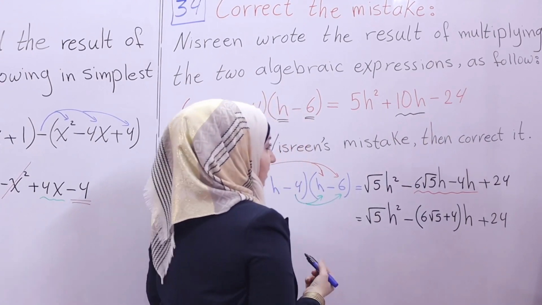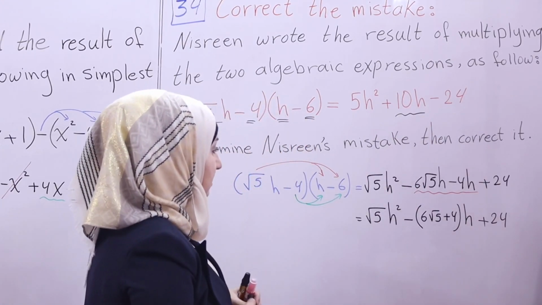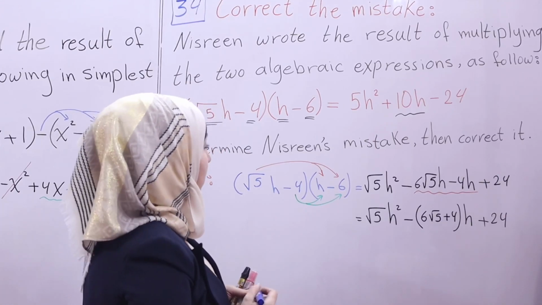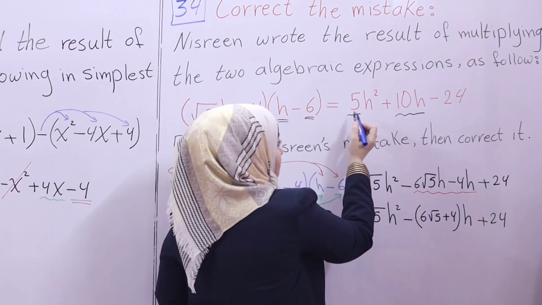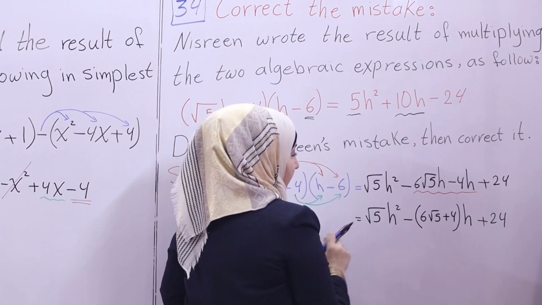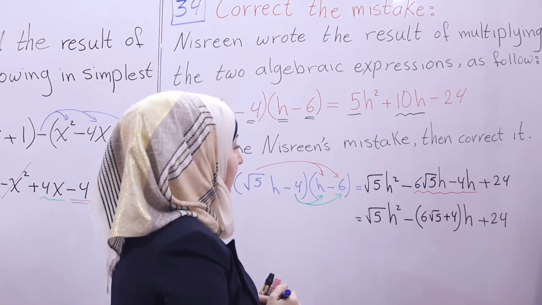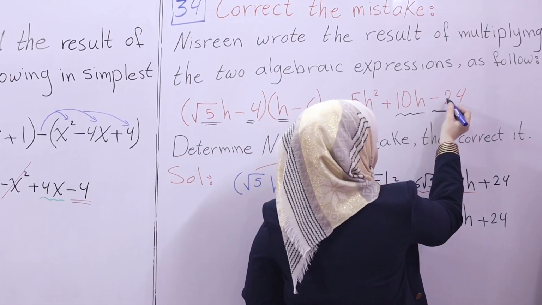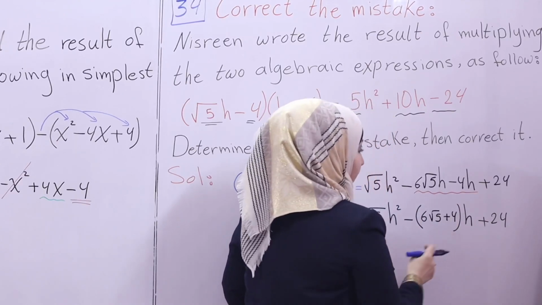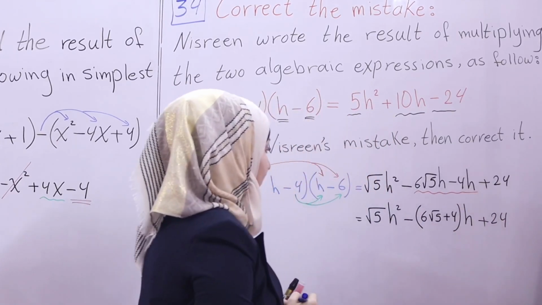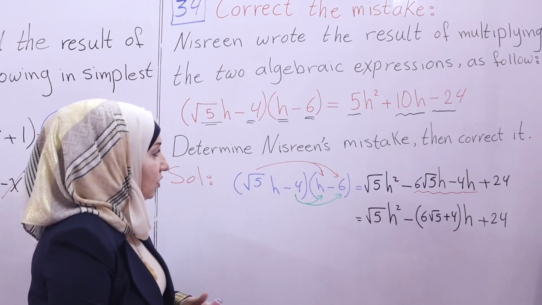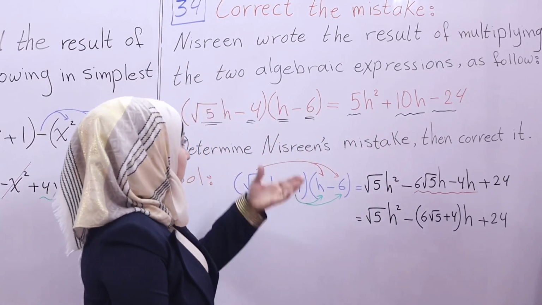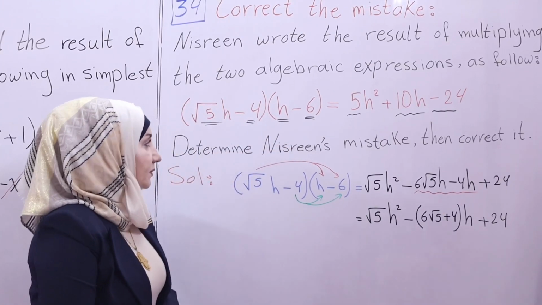in the middle term, which she writes 10h and it is wrong. Also here Nisrin writes 5, but we have square root of 5, and also Nisrin here says that it's minus 24, but we have plus 24. So this is the correction of the mistakes of Nisrin, who multiplies these two algebraic expressions.